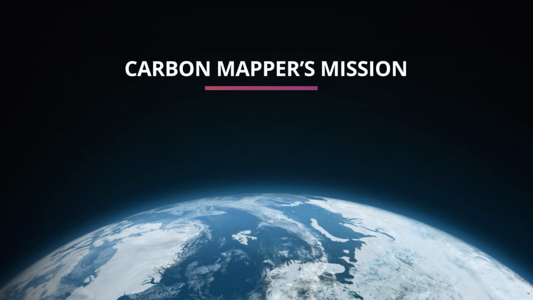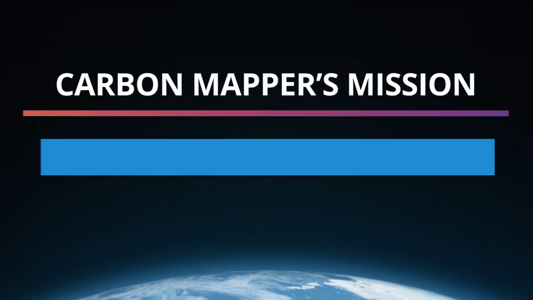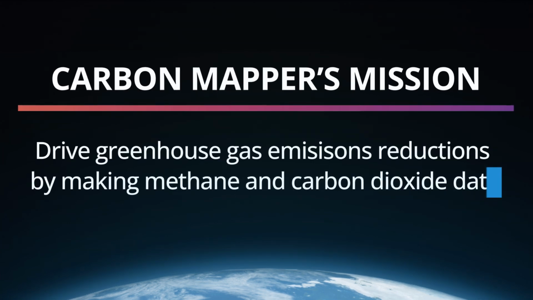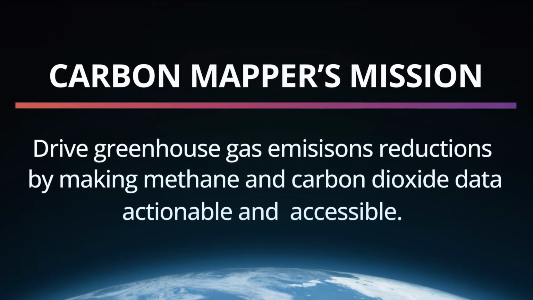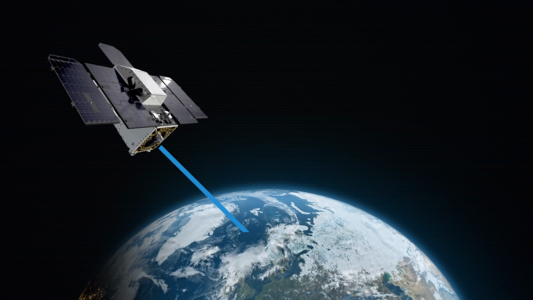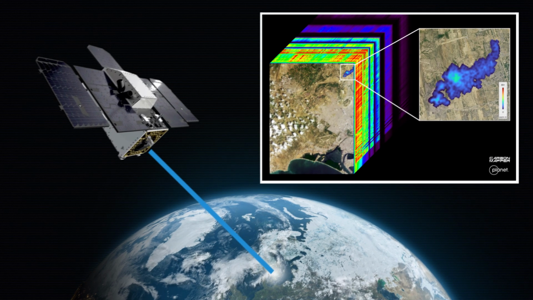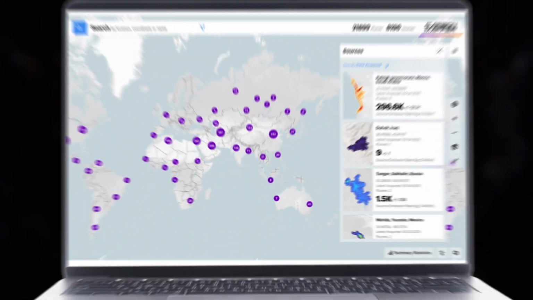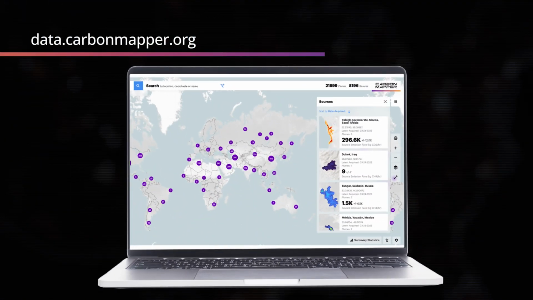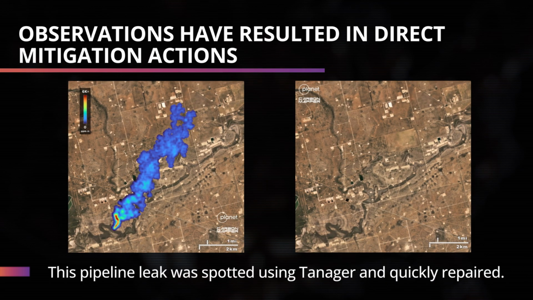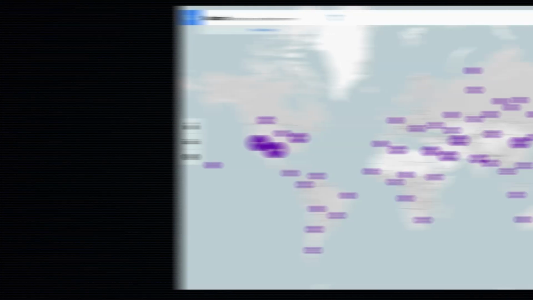Carbon Mapper is a nonprofit organization with a mission to drive greenhouse gas emissions reductions by making methane and carbon dioxide data actionable and accessible. We use remote sensing technology to detect, pinpoint, and quantify methane and carbon dioxide super emitters at the scale of individual facilities, and we make that data available on our public data portal. This information provides businesses and governments the intelligence they need to take action.